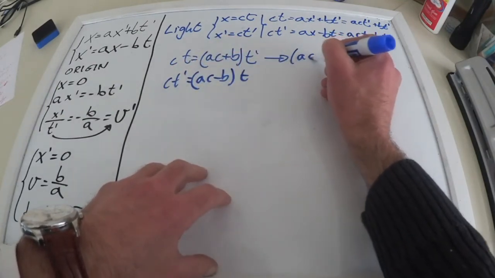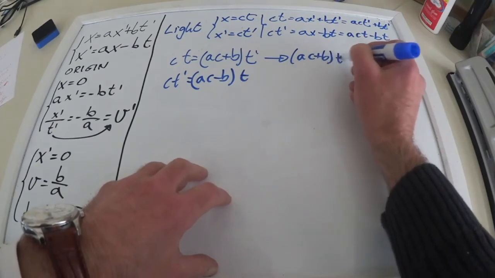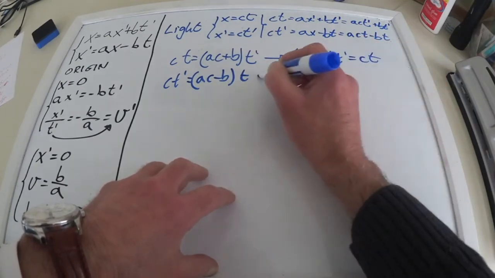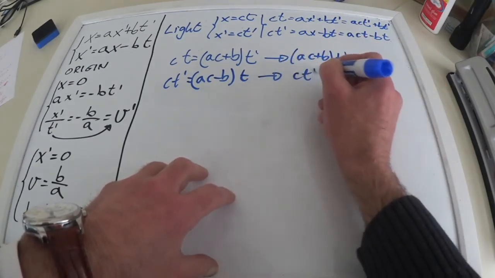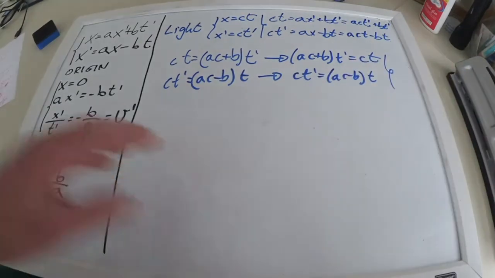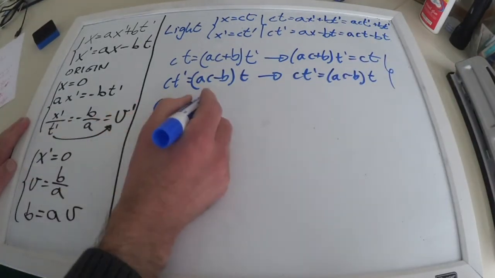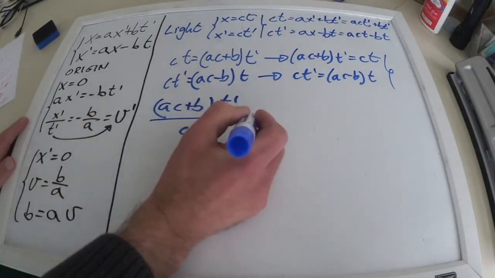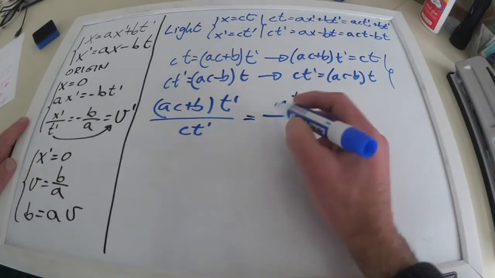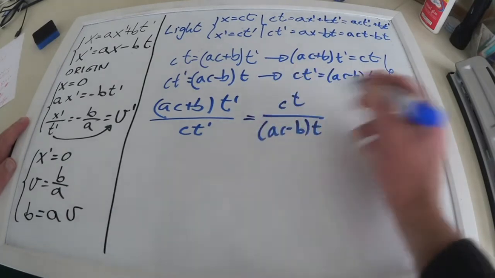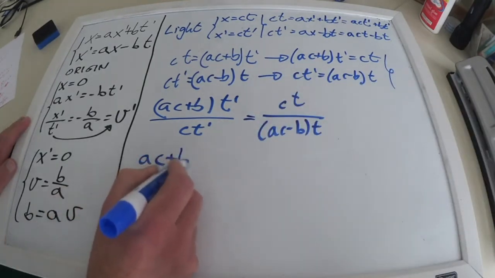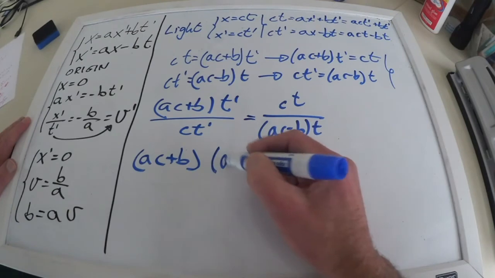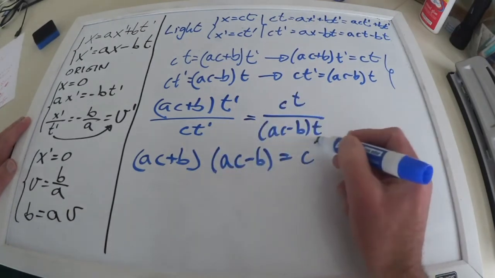I rewrite the first equation. I just swap the sides. ac plus b times t prime is equal to ct. And then I divide the first equation by the second equation. So ac plus b times t prime over ct prime is equal to ct over ac minus b times t. Here the t's cancel and I get that ac plus b times ac minus b is equal to c squared.